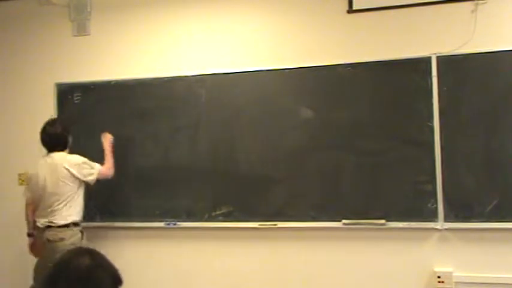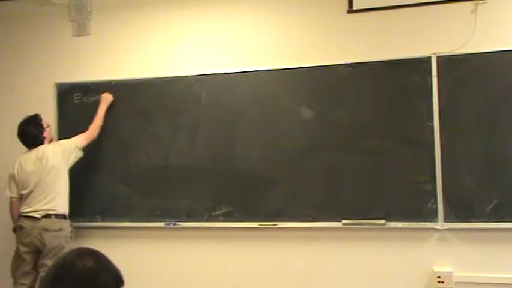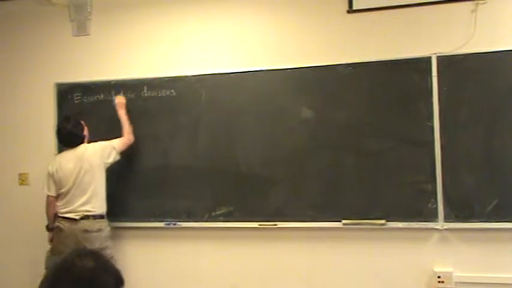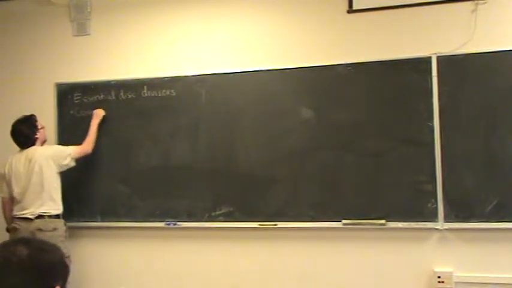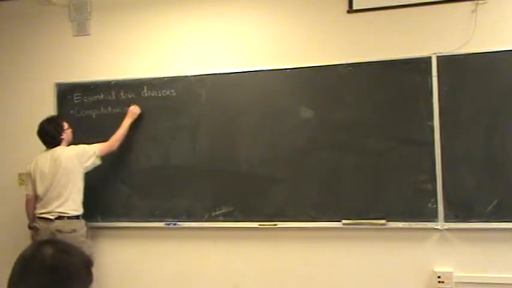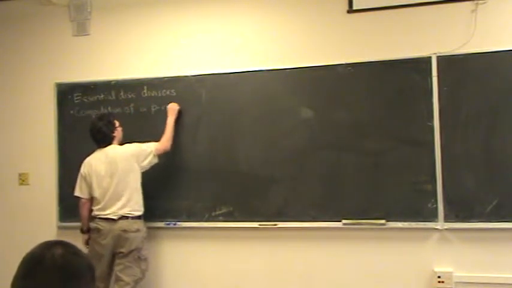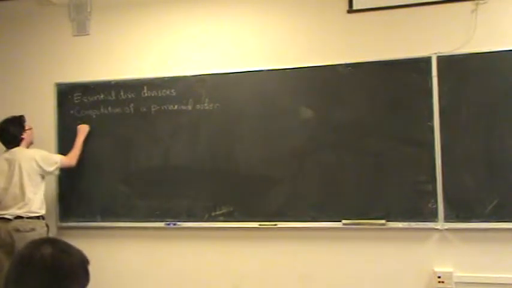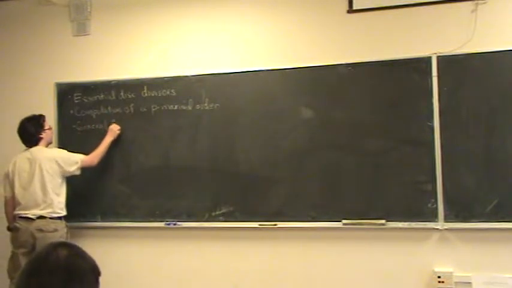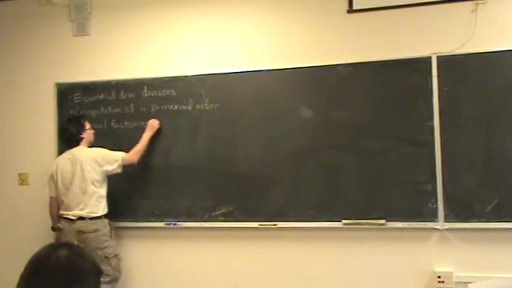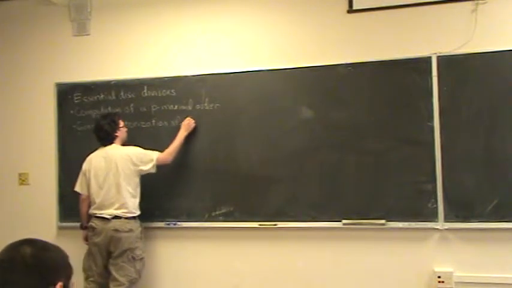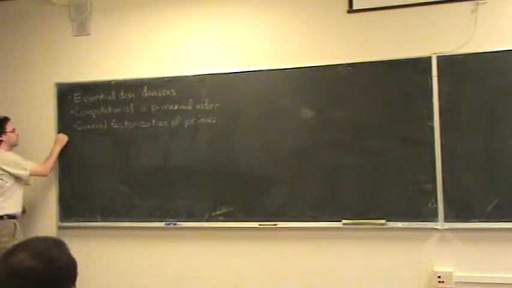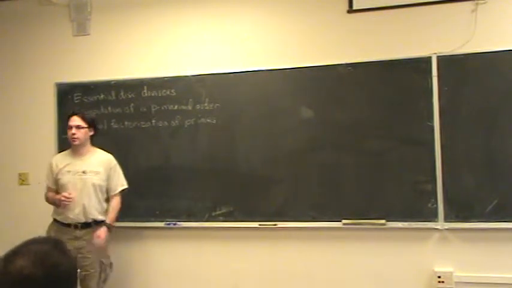Or use E points. So: essential discriminant divisors, computation of a P maximal order, and general factorization of primes. So those are the 3 main topics. Essential discriminant divisors, I'll do those very quickly because I already gave you the main example last time.